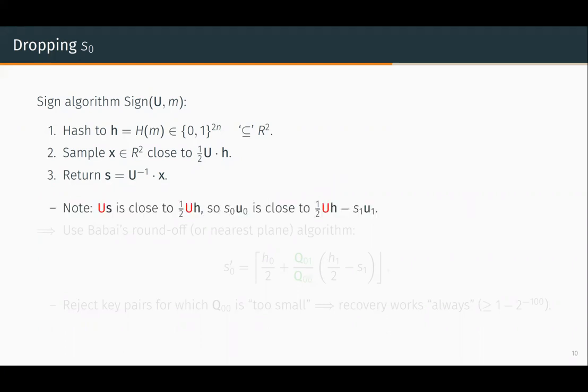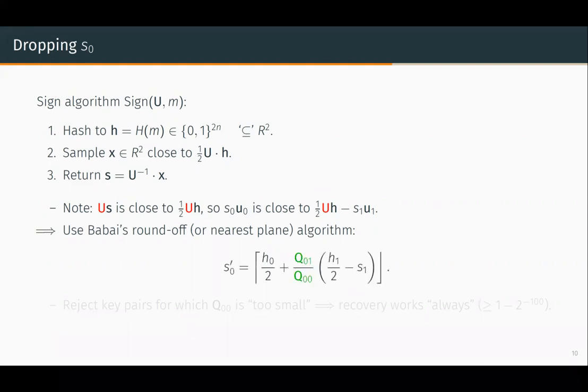And what you can see now is, so u times s is close to a half u times h. And if you fix s1, this makes s0 times u0 have to be close to this thing here. And for this, we know how to do this reasonably well. So you have the round off algorithm and the nearest plane. And we use the round off. So if you do the math, you get this formula.